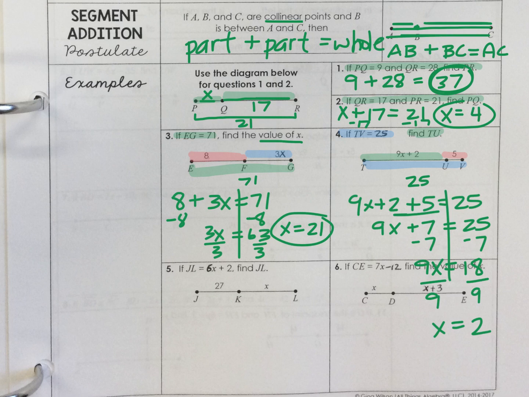Okay, so we figured out that x equals 2, but it wants us to find TU. That's the green part. So it says that TU is 9x plus 2. So I'm going to say 9, instead of the x, I'm going to put this 2 in, plus 2. 9 times 2 is 18, plus 2 is 20. So the final answer for this one would be 20.